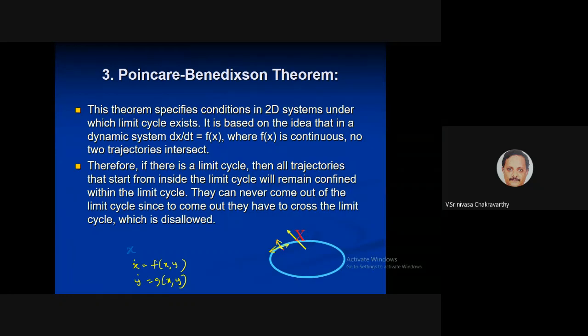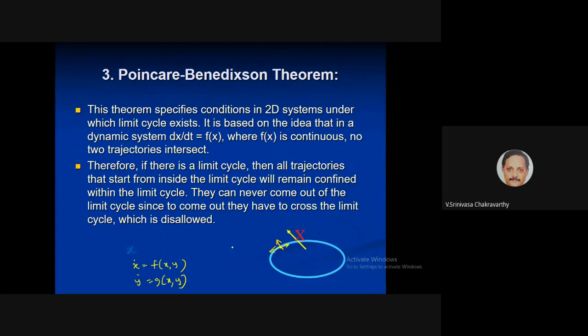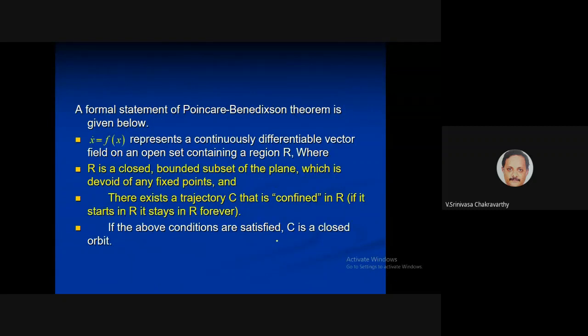So for the same x and y, I'm able to go in multiple directions. That's not possible, because given x and y, my x dot and y dot, which define the direction, are fixed. From the same point, I cannot go in three different directions or two different directions. So it's automatically a contradiction, and you will never be able to go out of the limit cycle. This is a basic insight into the property of a limit cycle, which will let us understand or define this kind of theorem.